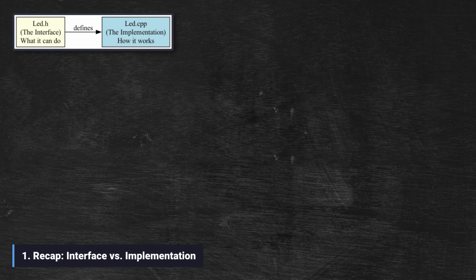Remember, the .h file is the interface that lists the methods available to you. The .cpp file is the implementation. It contains the logic. As a user of a class, you'll spend most of your time looking at the header file to see what commands you can call.